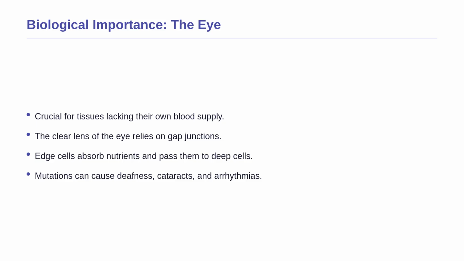Beyond the heart, these connections are just as vital in other parts of the body, especially in tissues that do not have their own blood supply. Take the clear lens of your eye, for example. Because blood vessels would block your vision, the cells buried deep in the center of the lens cannot get nutrients directly from the blood. Instead, cells near the edge absorb nutrients and pass them bucket brigade style through gap junctions to the center. If these junctions fail or mutate, the cells starve, which can lead to severe diseases like cataracts, certain types of deafness, and life-threatening heart arrhythmias.